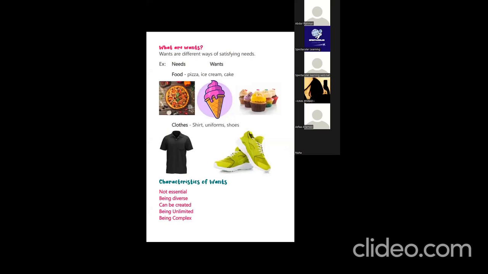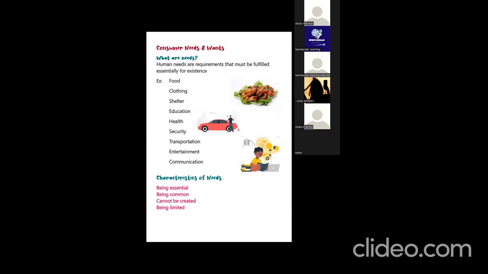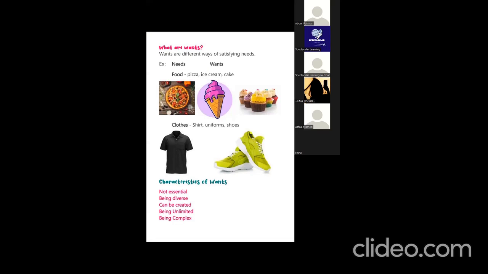Now let's move on to wants. As we learned needs, wants are the different ways that we can satisfy a need. For example, we'll say food. Food is a need. Now, when I ask different people, what do you like to eat? They might say different things. I might like pizza, or else my friend could like ice cream. So in different ways, we can satisfy our need.